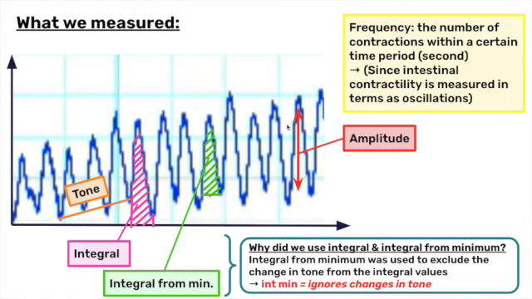We also measured amplitude, which is the difference between the highest point and the lowest point on one curve. We also measured frequency, which is the number of contractions within a certain time period, so within a second. And this is because intestinal contractility is measured in terms of oscillations, as Muhammad mentioned.